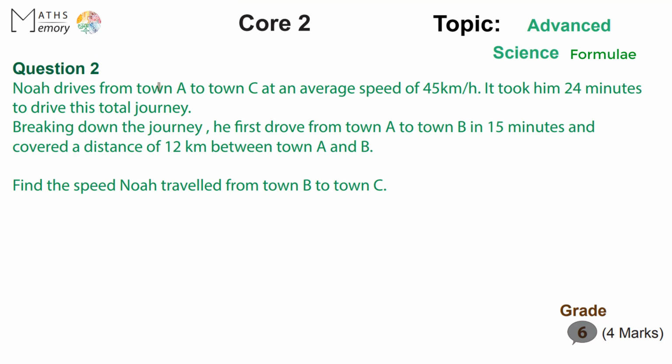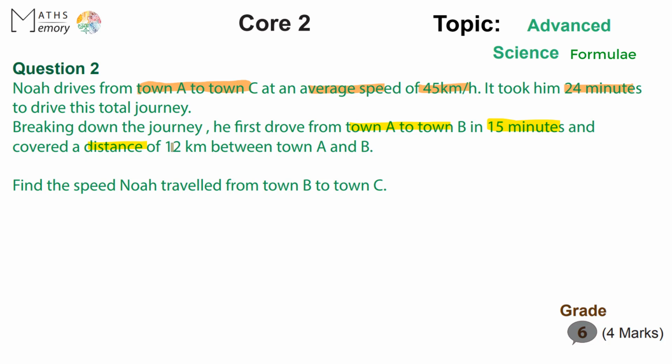So now we'll drive from town A to town C. So this is the whole total effective journey. At an average speed of, let's say, 45 kilometers per hour. It took him 24 minutes, that's the time, for this total journey. Breaking down this journey, let's say he drove from town A to town B in 15 minutes. We'll color code these in the same way as the last question, by the way.